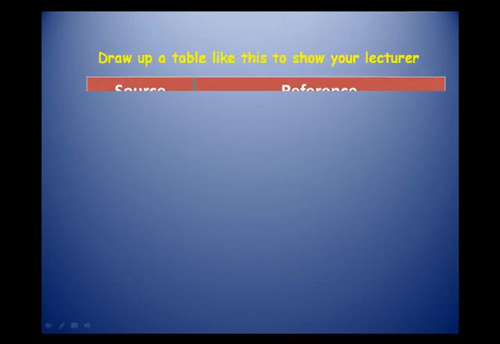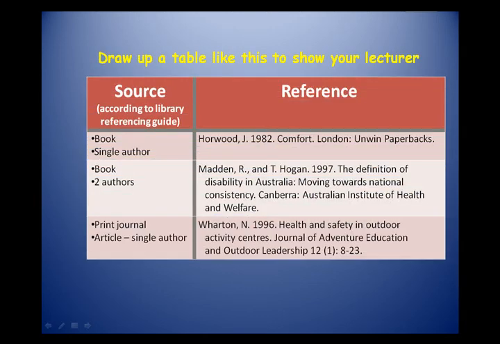Now, to help you organise your work and to show your lecturer whether your referencing is on track or not, draw up a table like this. Okay, your table should include 2 columns. Here's a column here and a column here.